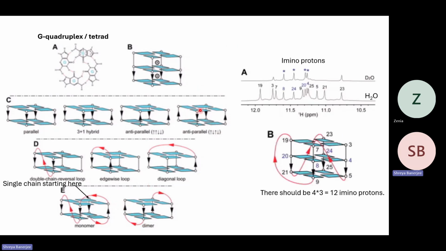Now for each G, we know there is 1 iminoproton. But if we take the spectra in D2O, the H can exchange with D and many of the peaks will not be observed. But if we take the spectra in H2O, all the peaks will be observed. So if there are 3 tetrads stacking like this, each tetrad is made of 4 G. So there are in total 4 into 3, so 12 G in this whole structure. And each G has 1 iminoproton, so there should be 12 iminoprotons in this whole structure.